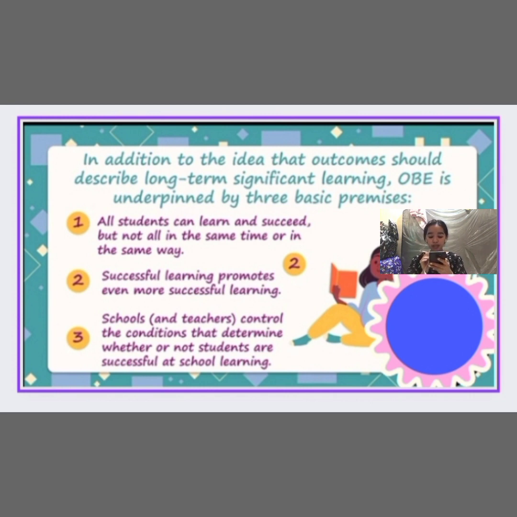Next, number two, successful learning promotes even more successful learning. When students achieve success, it strengthens their understanding, boosts their confidence, and motivates them to take on new learning challenges. Lastly, schools and teachers control the conditions that determine whether or not students are successful at school learning. So student learning is influenced most directly by the classroom and school conditions, as well as individual teacher preferences and motivation. It means that the schools and teachers have a great responsibility in controlling and monitoring student success.